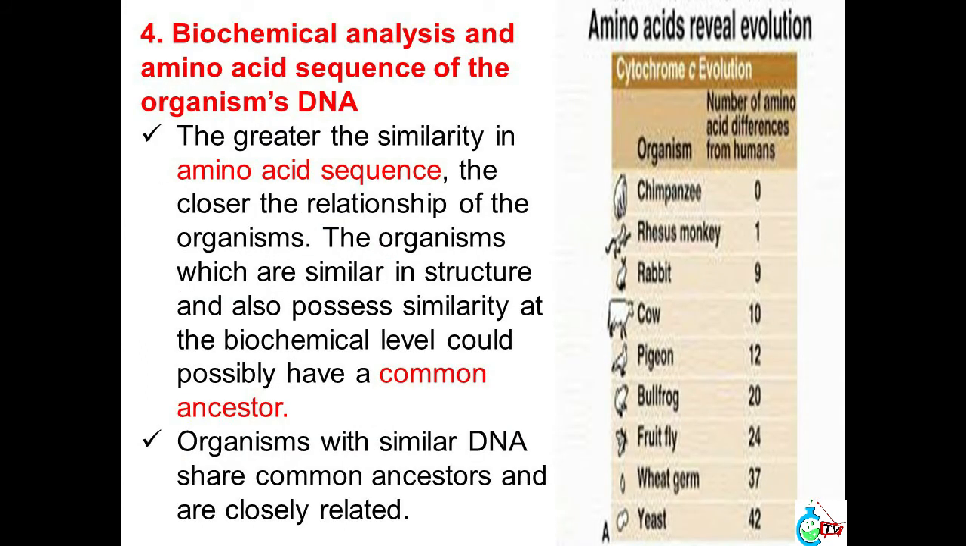4. Biochemical analysis and amino acid sequence of the organism's DNA. The greater the similarity in amino acid sequence, the closer the relationship of the organisms. The organisms which are similar in structure and also possess similarity at the biochemical level could possibly have a common ancestor. Organisms with similar DNA share common ancestors and are closely related.